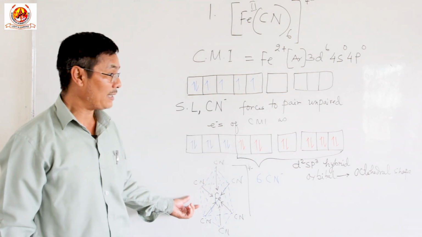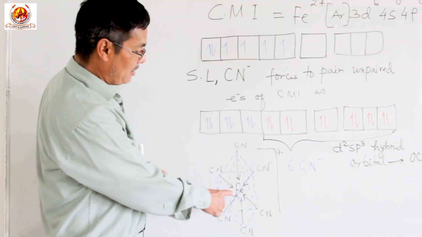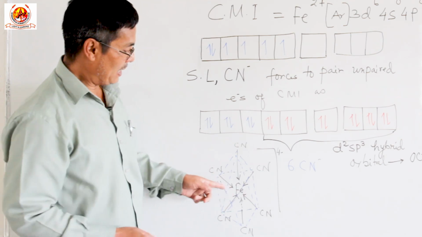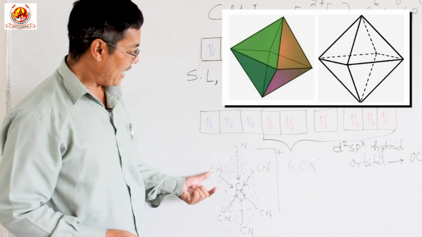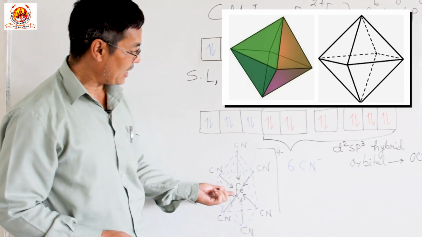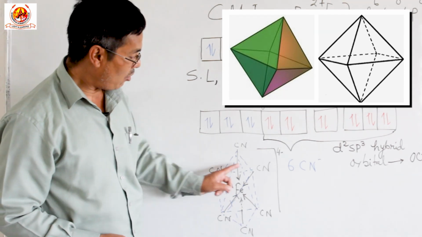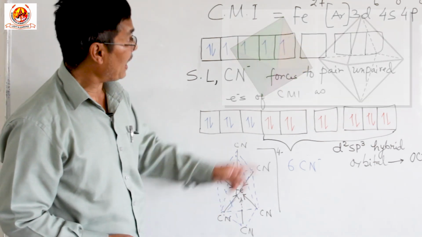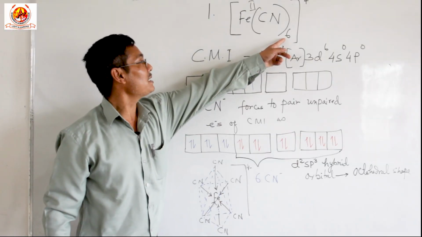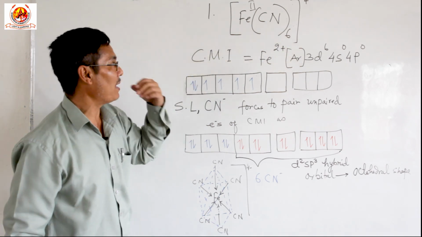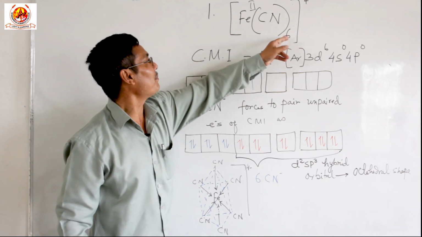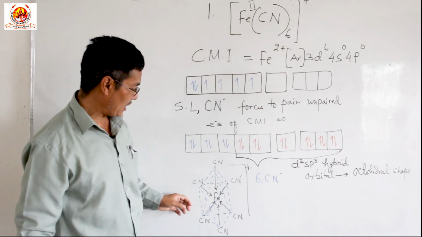Come to this octahedral figure. The iron central atom is present here, and this represents the coordinate bond formed between the CN and the central atom. How many coordinate bonds are there? 6, due to the presence of the 6 ligands. This 6 also represents the coordination number, that is, the number of ligands around the central atom.